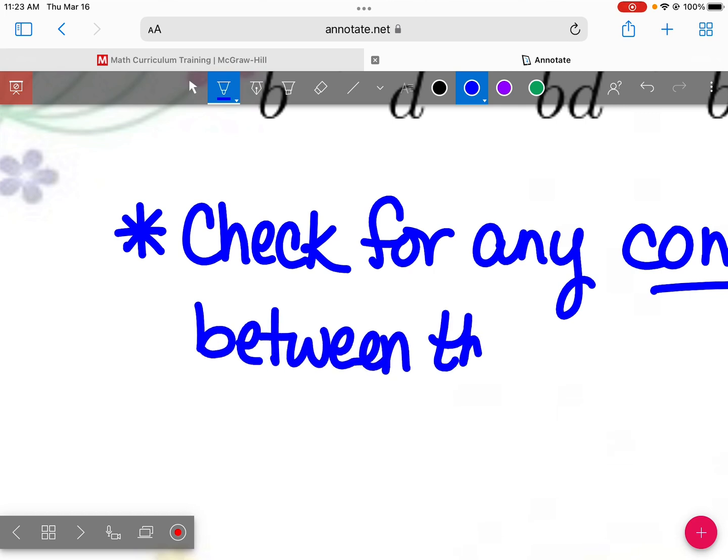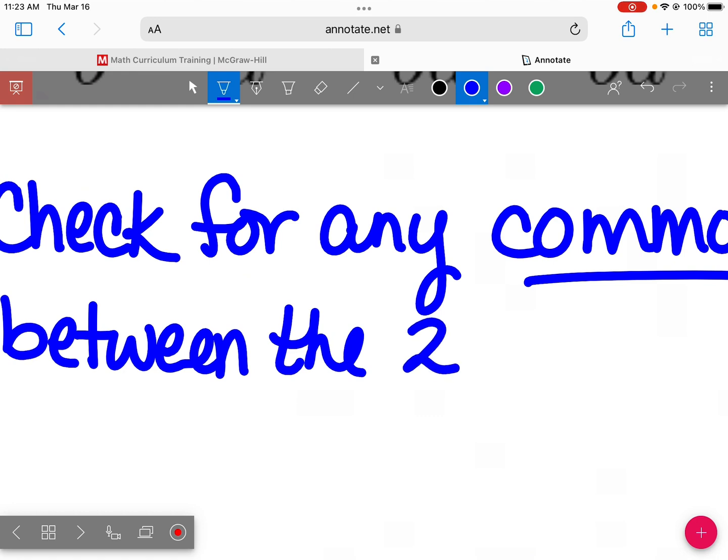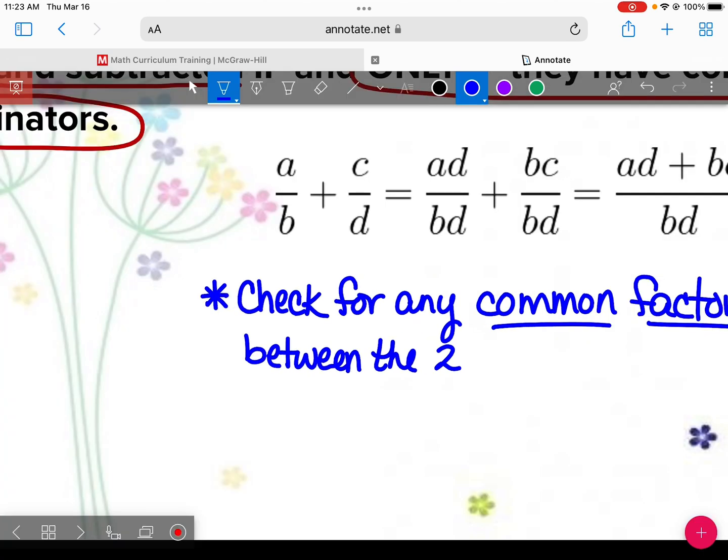Wait, it doesn't say subtract. Where? It doesn't say subtracted on yours? It's true for subtraction too. I just put subtraction. That's fine.